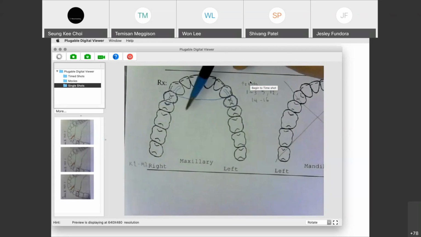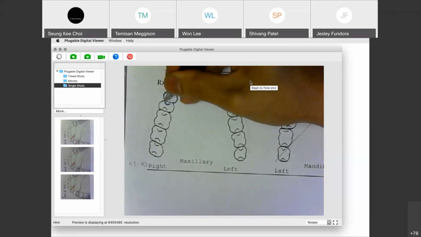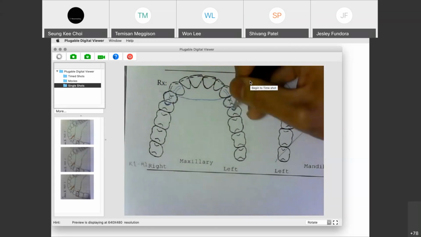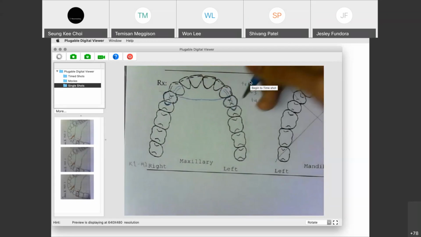Now, let's look at the distal rest here. Now I can start to finish the line here. Now I'm gonna do this. Distal occlusal rest here.